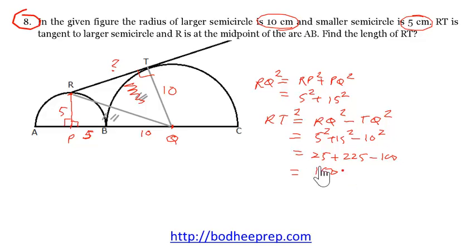Right. So RT square is this much. So the value of RT is under root of 150. So this is the answer. Is this clear? Shall I move ahead?